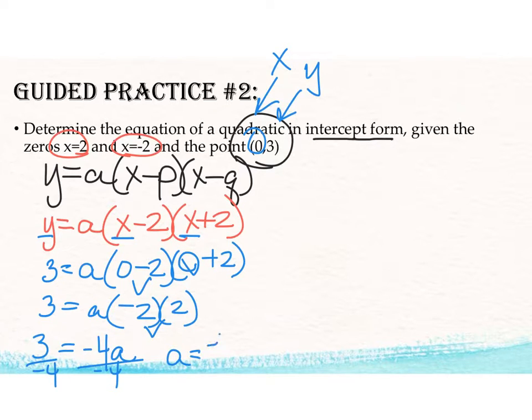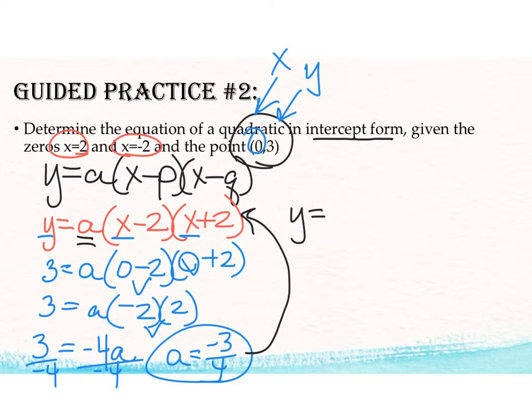A equals -3/4. Now that you have that, here's the easy part. Go right back to this line. And now instead of replacing the y's and x's that we have underlined, let's just replace the a, leave the y's and x's, and we will have an equation in intercept form.